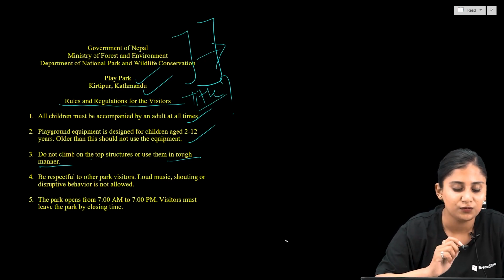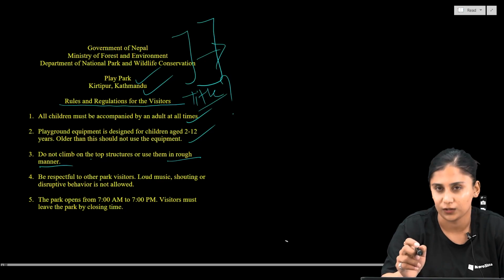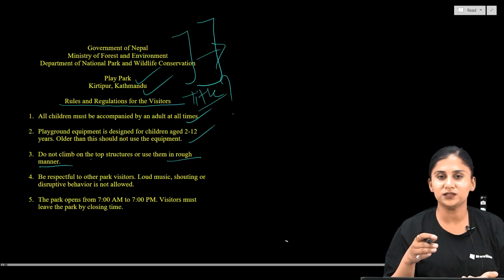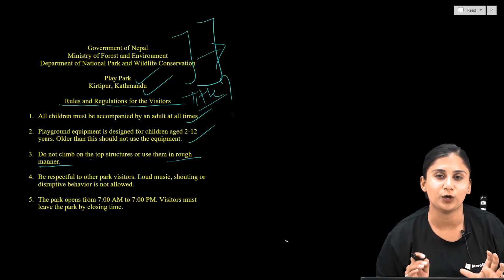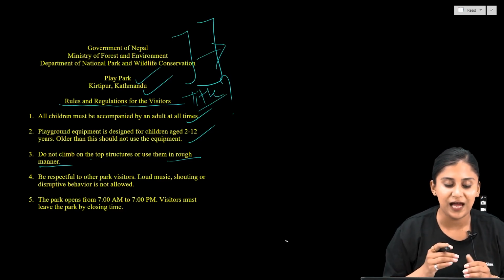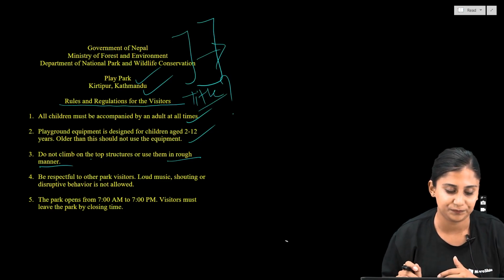So next thing is, be respectful to other park visitors. Loud music, shouting or disruptive behavior is not allowed as well. So here we should also be passing the idea that we should be maintaining a favorable environment for other people as well. As it is a public property, we should have a sense of respect towards the other fellow visitors as well.